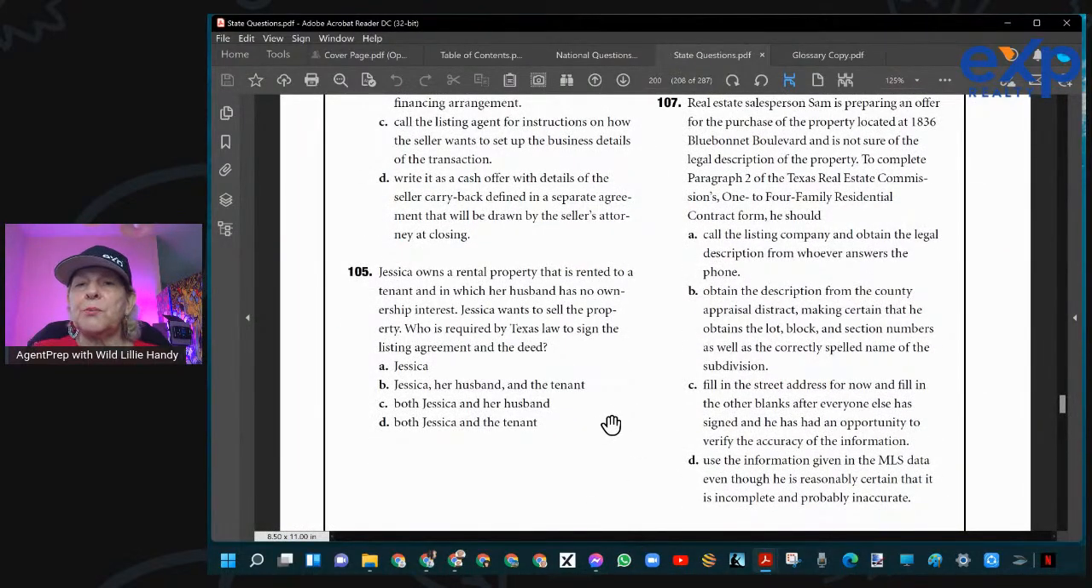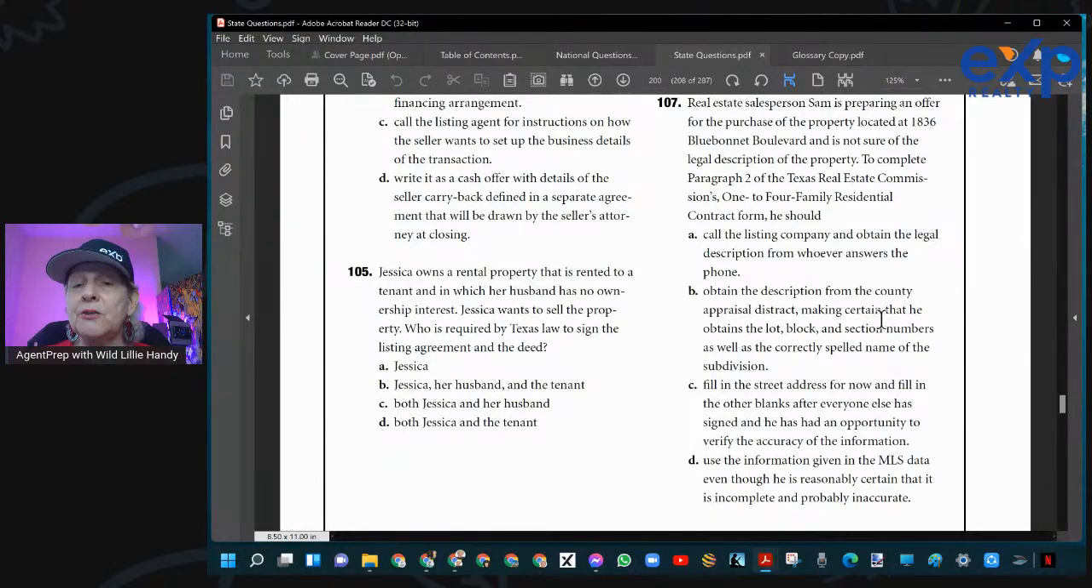107, real estate salesperson Sam is preparing an offer for the purchase of the property located at 1836 Bluebonnet Boulevard and is not sure of the legal description of the property. To complete paragraph 2 of the Texas Real Estate Commission 1 to 4 family residential contract form, that's where we write the description of the property, he should do what? A, call the listing company and obtain the legal description from whoever answers the phone.